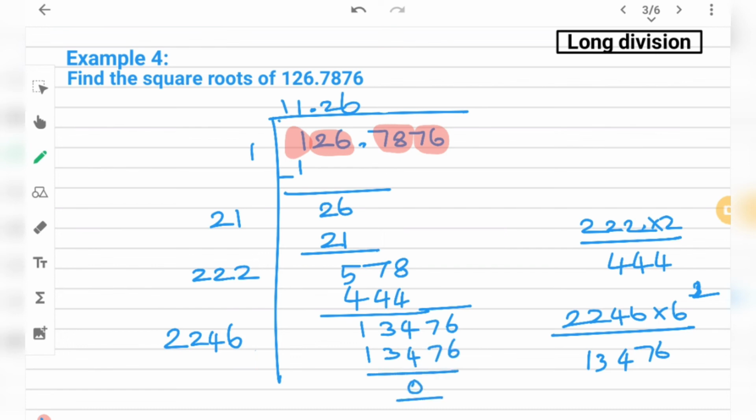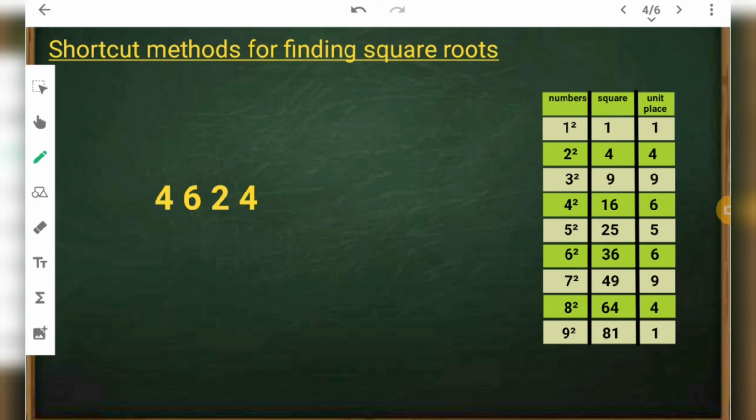Same as a natural number, we are going to do it for the decimal also. Only thing, you have to make a pair from the decimal side, right? While you are having a decimal, you just move towards the right, and here you have to move towards the left. This is the pairing we have to concentrate on, right? And next I will tell you the shortcut method of finding the square root.